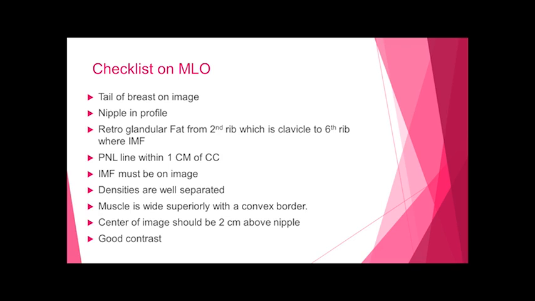The IMF must be clearly imaged and clearly seen on the MLO view. Densities are well separated with good compression. The muscle is wide superiorly with a convex border down to the level of the nipple, which is your posterior nipple line, your PNL line. The center of the image, like we talked about, should be 2 centimeters above the nipple and have very good contrast.